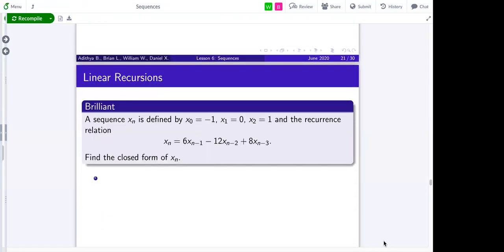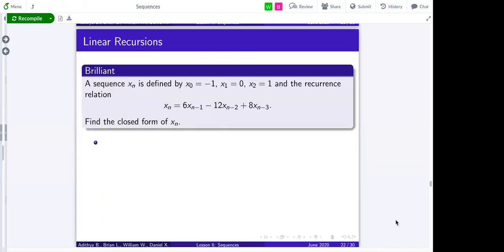All right, so let's start with our first problem about linear recurrences. So I'll give you a bit to look at it and say ideas in the chat, I guess.